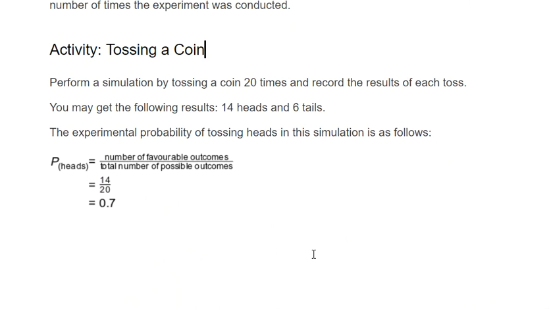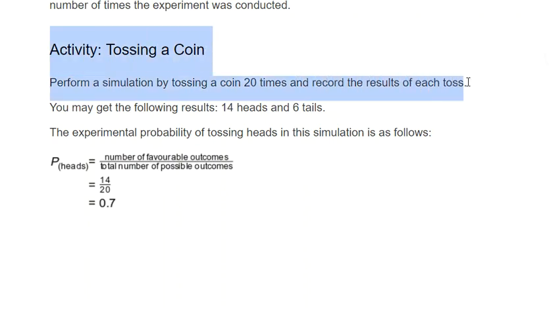Tossing a coin. Perform a simulation by tossing a coin 20 times and record the results of each toss. You may get the following results: 14 heads and 16 tails. The experimental probability of tossing heads in this simulation is as follows. Probability of heads equals number of favorable outcomes over total number of possible outcomes, or 14 out of 20 equals 0.7, or 70%. So I want you to pause the video now and actually do this activity.